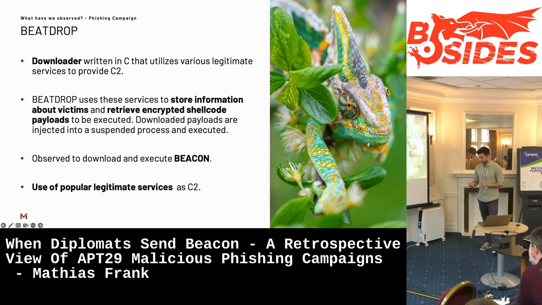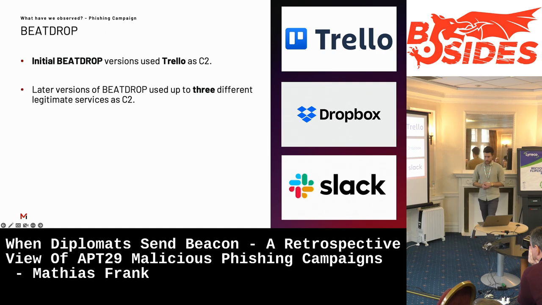But I just mentioned before that they use popular legitimate services as C2. The initial version used, for example, Trello. Trello is a kind of tasking platform, which is a legitimate service, and it simply abused it to host payloads and to store custom information there. And then later versions of BDrop suddenly switched to Dropbox, and then furthermore suddenly switched to Slack.